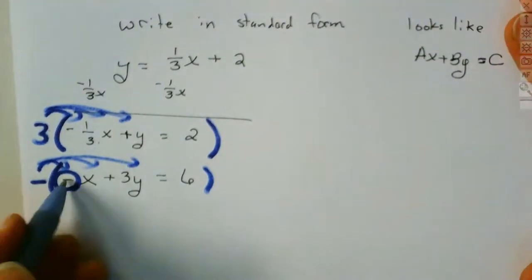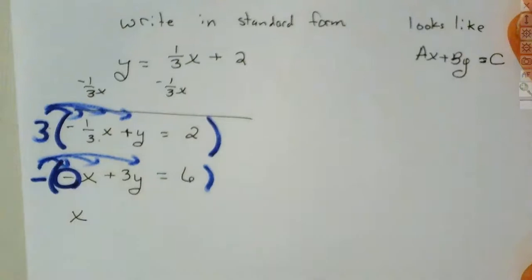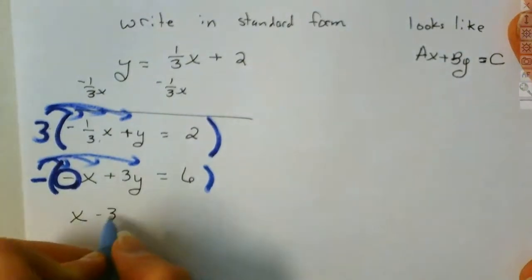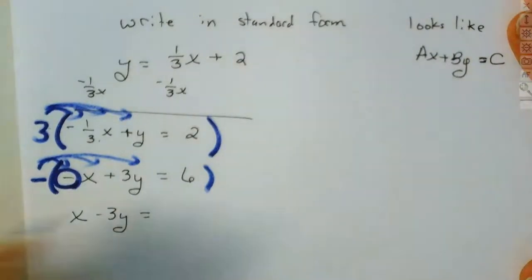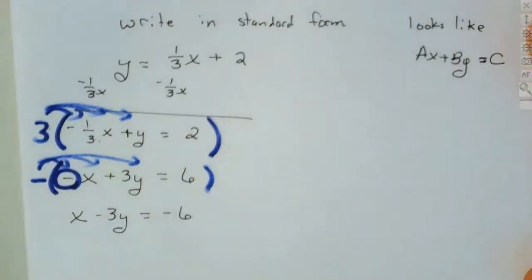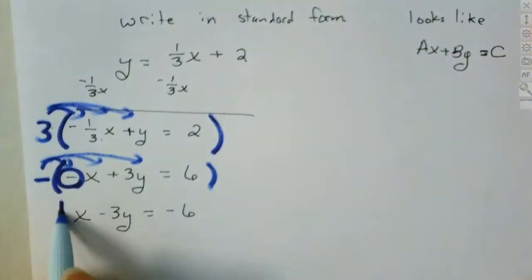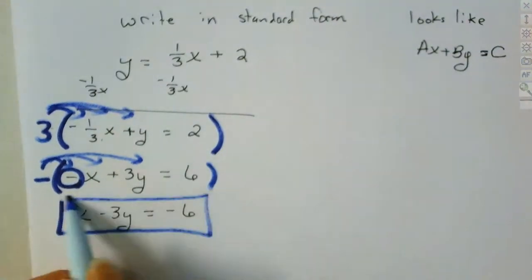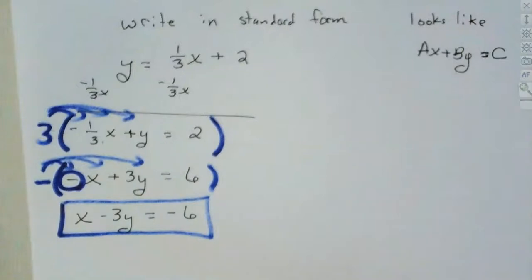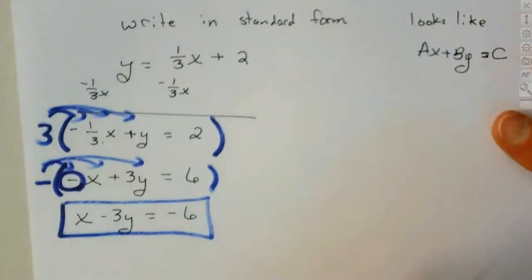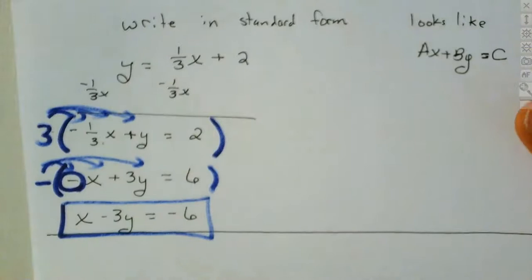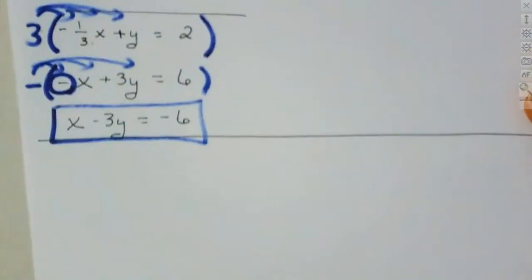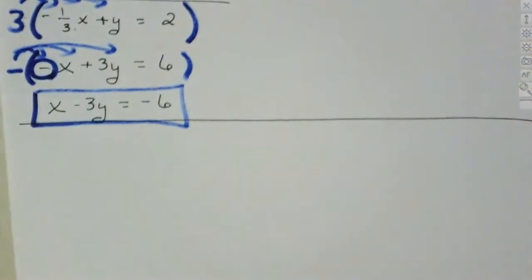So the negative is distributed through, and that makes it a positive x, which is what we want. We have a minus 3y, and then we have a minus 6 there. So there is your answer in standard form. Let's do one more, and then we'll take a short break. Come back, and at least maybe not finish up 3-5, but at least make a good headway in 3-5.